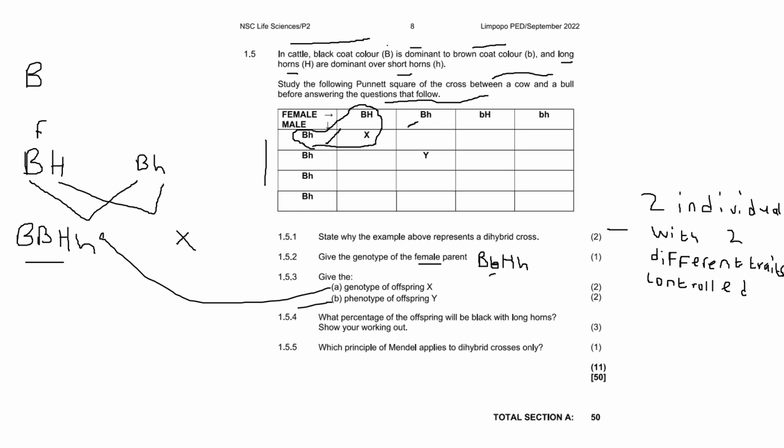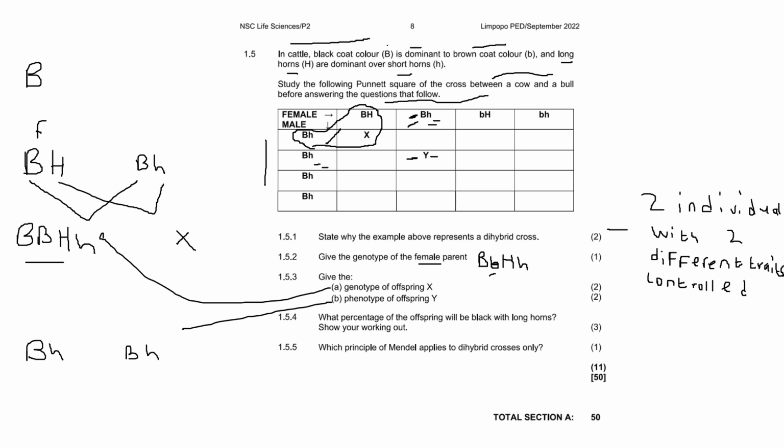Then now let's go and find the possible one for Y. Y is this one here. So for Y to be formed, when this one and this one meet, they form that one, and then that and that will form that. So we're going to have BH, and capital B and small h reacting with capital B and small h. Those two here, this one and that one there, so that we can form our Y.